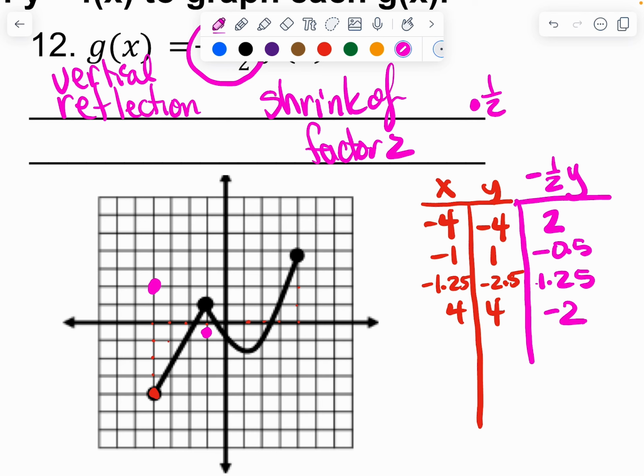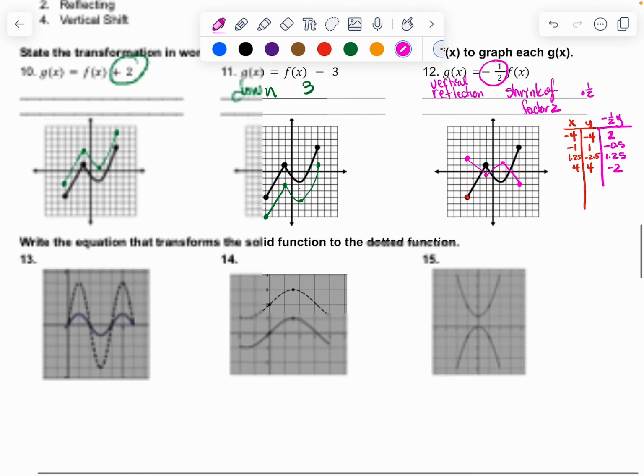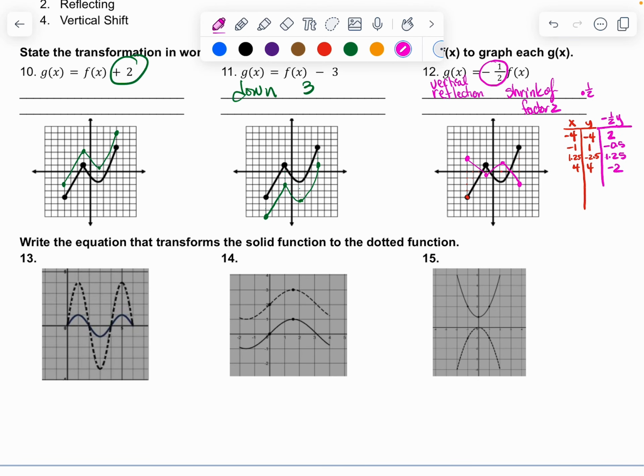See, I need you guys here in person so you can deal with my ridiculousness. 1.25, 1.25. And then 4, -2. Right here. Oh, that was horrible. There we go. Okay.